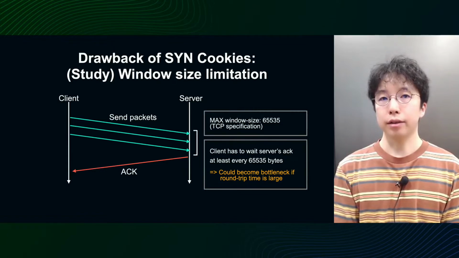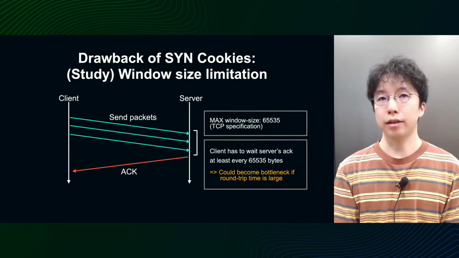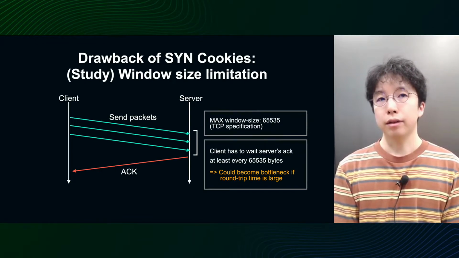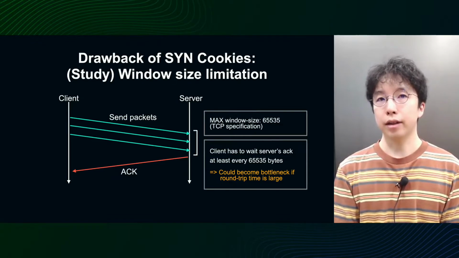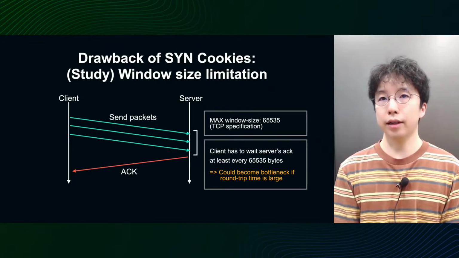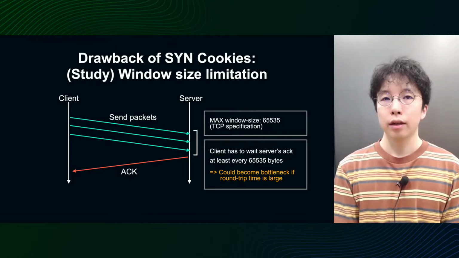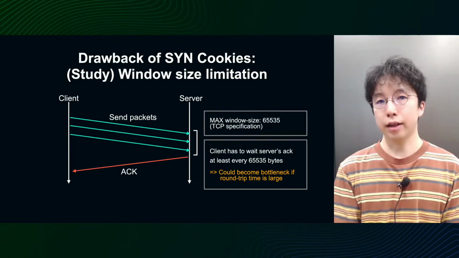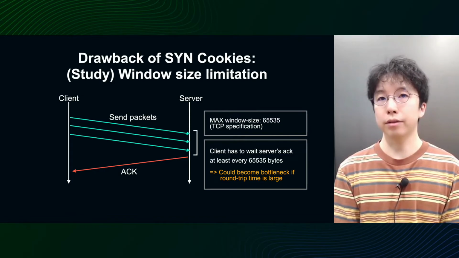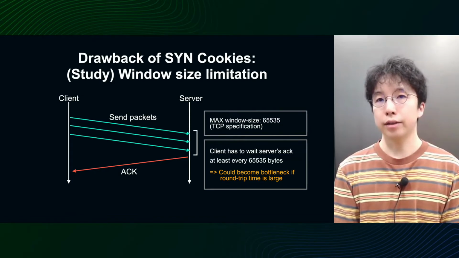Since the TCP specification stipulates that the window size should be 16 bits, 65,535 is the maximum value. In other words, assuming that the server is the receiving side, the maximum amount of data that can be sent at once without waiting for an ACK from the server is 65,535 bytes max. Needing an ACK from the server at least every 65,535 bytes can be a bottleneck for connections with large round-trip times, such as the Internet.